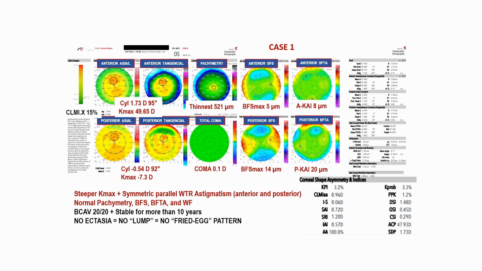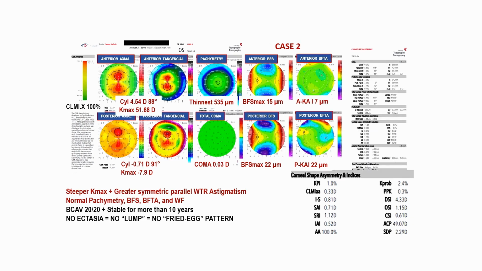It's normal pachymetry, all the maps, no ectasia, no fried egg pattern. And this is the younger sister, and it's actually worse than the first case. The first case is very interesting because she was, how do you say, the stepmother or something like that, in the marriage of my daughter. They are very close friends, so I discovered her for that reason.